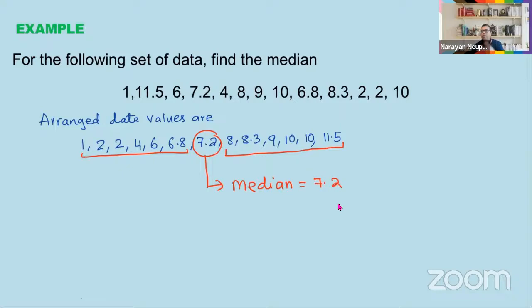Okay, so when you arrange the data, the number that is exactly in the middle, that is the median. So always remember, to find the median, the first thing you need to do is arrange the data either from smallest to the biggest or from biggest to the smallest. Either way it works. And then the value that goes in the middle, that is the median. Any question on this? Okay, let's look at one more example on median.